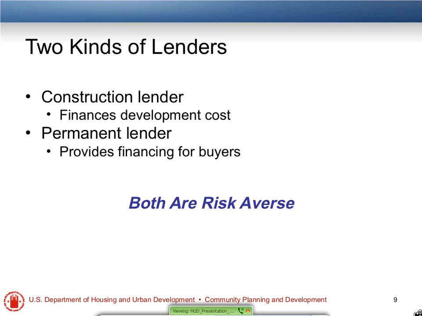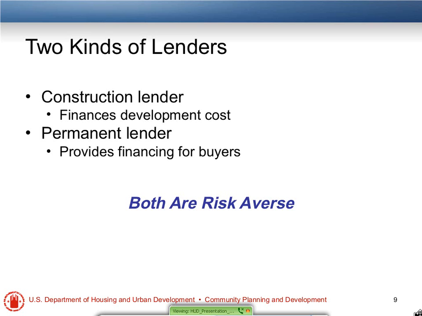Let's talk about the two kinds of lenders in a homeownership project. We have our construction lender, the lender that is going to finance the development of the units, and they're financing those units until they are ready to be sold to the home buyer. And the permanent lender. The permanent lender is actually providing the financing directly to the home buyer. And that lender, the permanent lender, is oftentimes called the takeout lender because it's the financing of the home buyers that allows the construction lender to be repaid through the sale of the houses.